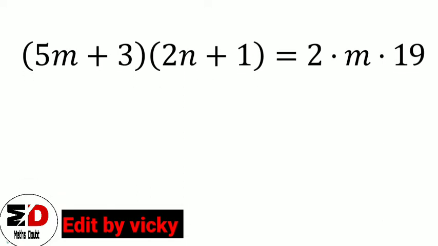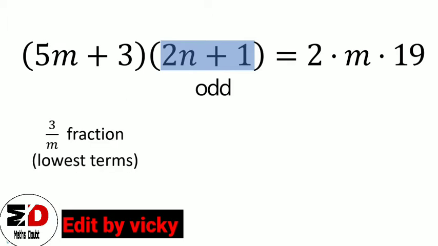From here, we will use a bit of number theory. Since n is a whole number that's greater than or equal to 1, 2n plus 1 is an odd number. That means 5m plus 3 must be an even number, and it must have a factor of 2. Furthermore, 3 over m is a fraction in lowest terms, so m cannot be a multiple of 3.